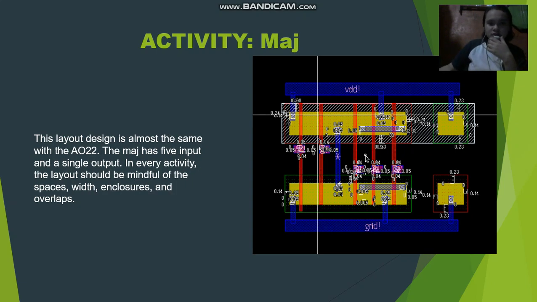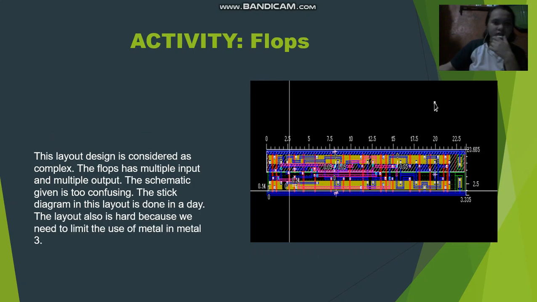So next activity is match. This layout design is almost the same as AO22. The match has 5 inputs and a single output. In every activity, the trainee should be mindful of the spaces, widths, enclosures, and overlaps.